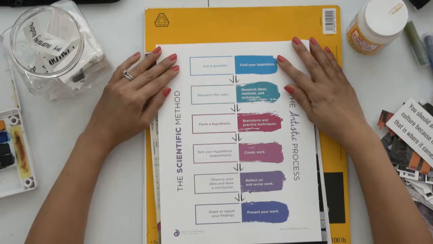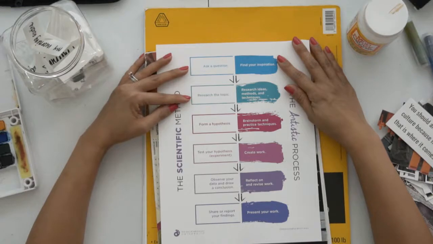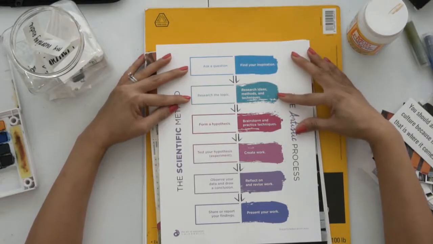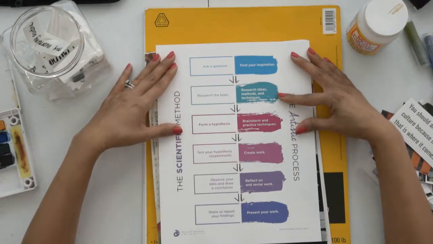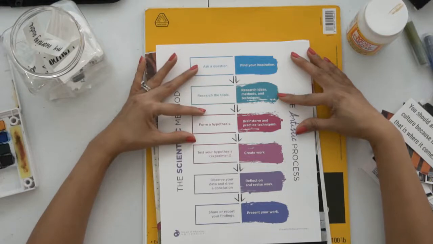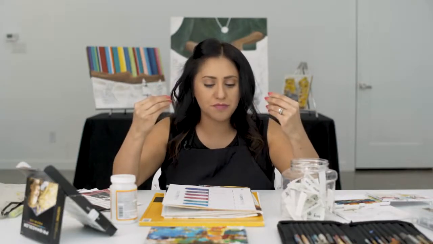And so then the next step is research for both. You're going to research on the scientific end, and then you would research also on the artistic end. You're going to look at different ideas, methods, and techniques that can help express your idea. Forming a hypothesis in the scientific method is about the same as brainstorming and practicing techniques, because you're really just guessing and trying to take what you do know and come up with a general idea about it and how you can approach that.